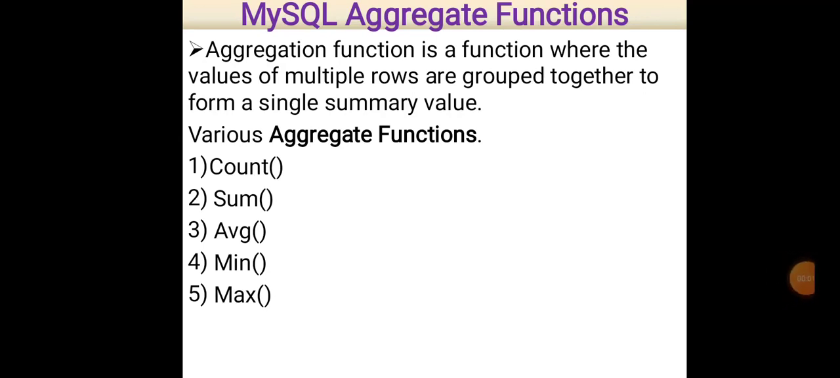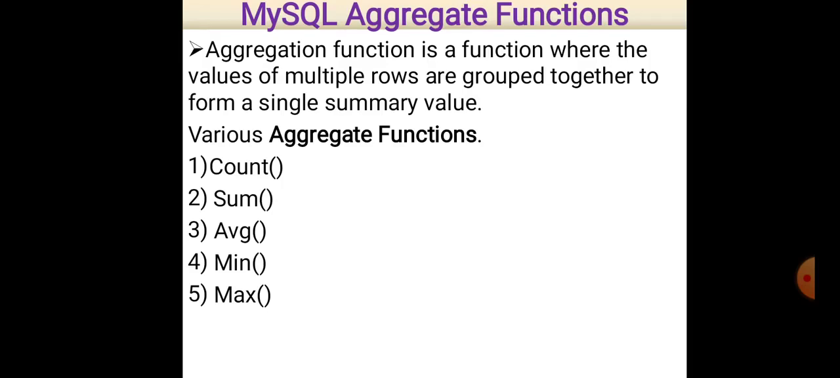Good morning, students. Today our topic is MySQL aggregate functions, and in this lecture we are going to discuss some aggregate functions. So first of all, what is an aggregate function? An aggregate function is a function where the values of multiple rows are grouped together to form a single summary value. That's why they are called aggregate functions, because they form a single summary value.